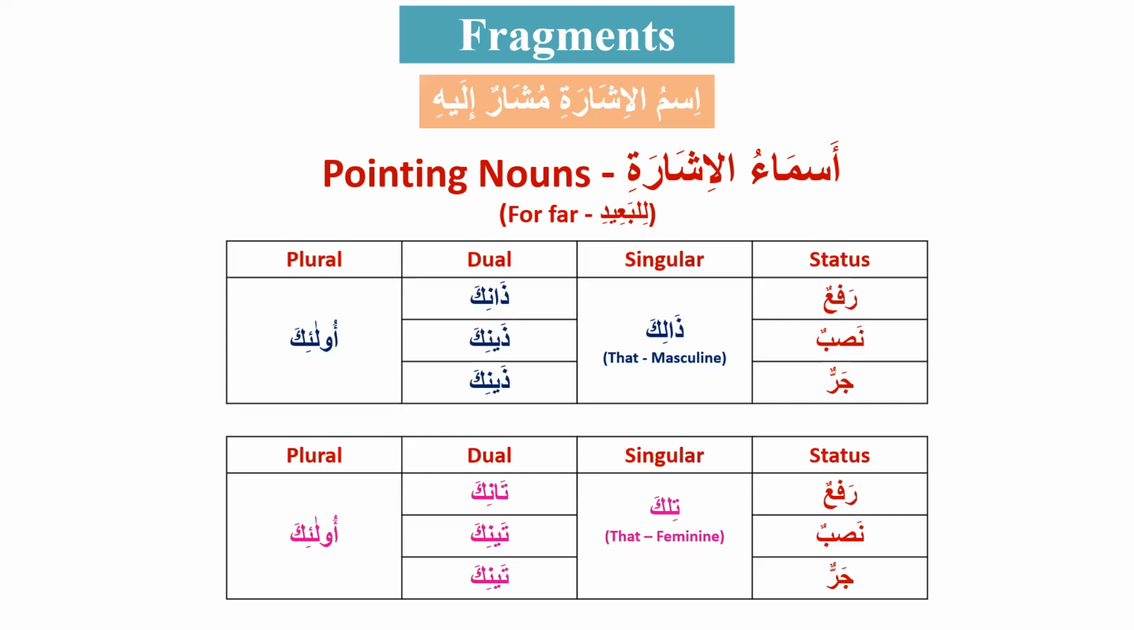So now we know about Ismul Ishara. I said there were two parts, Ismul Ishara and Musharun Alayh. We haven't even talked about Musharun Alayh yet. All we have talked about is the first part, Ismul Ishara. So now we know Ismul Ishara for close, for far, and we know the singular and plural. They are non-flexible. They don't change with respect to their status. They have Rafa Nasab Jar status, but they don't show it. We have to figure it out ourselves. And they're always proper. This is about Ismul Ishara.